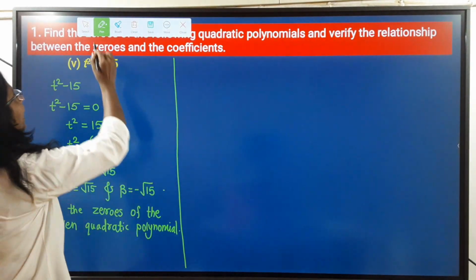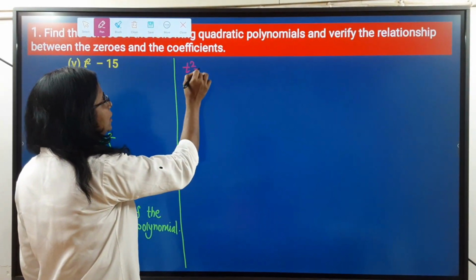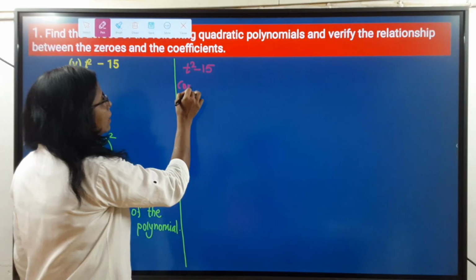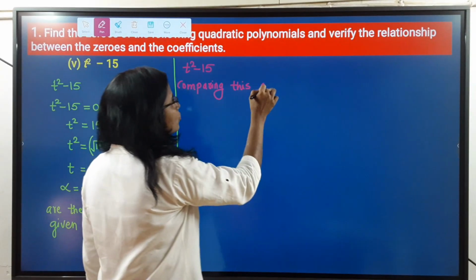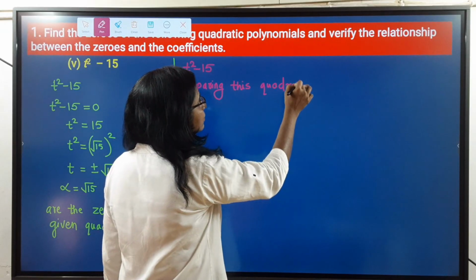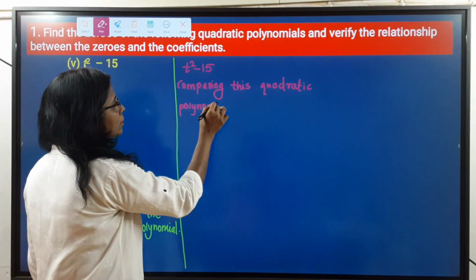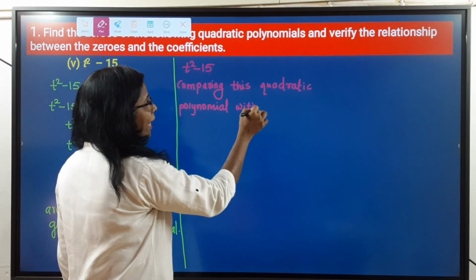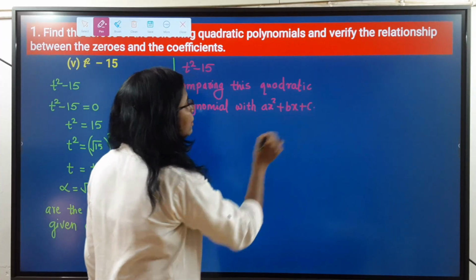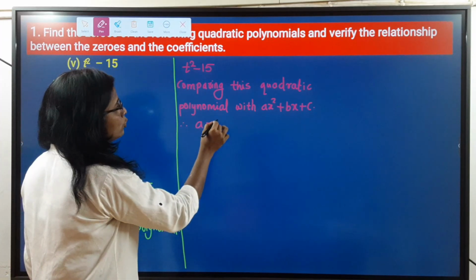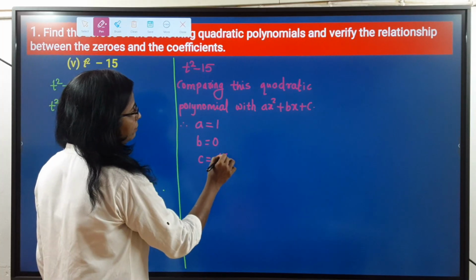Then next, I write down this quadratic polynomial as it is, t square minus 15. Then we are comparing this quadratic polynomial with ax square plus bx plus c. Therefore, a is equal to 1, b is equal to 0 and c is equal to minus 15.